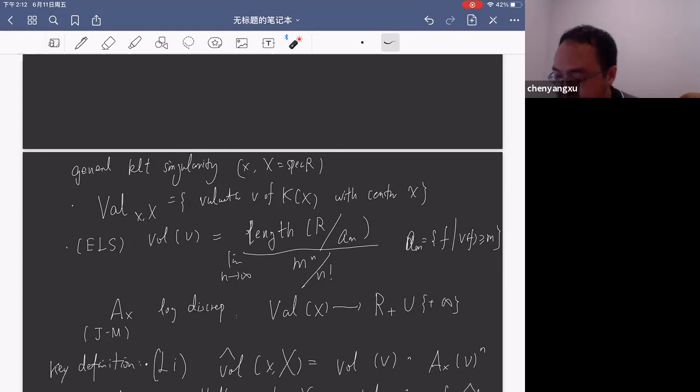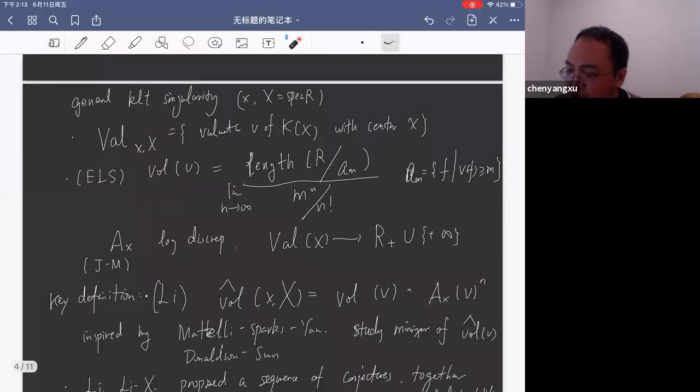So basically, we look at the valuations which are centered on x. After the one-month program, you are probably very familiar with working with valuations. Now we only consider valuations with center at this special point, because we are looking at the local setting. Some people call this space the non-Archimedean link, which I think is a quite nice name. Then, quite a while ago, Ein, Lazarsfeld and Karen Smith defined the notion called the volume of a valuation. For a valuation, you look at the valuation ideals a_n, a sequence of ideals depending on n. For each fixed n, I look at the functions whose value is larger than or equal to n. That's my ideal. And then you look at the length of R modulo a_n.